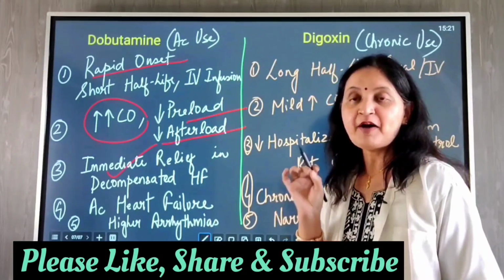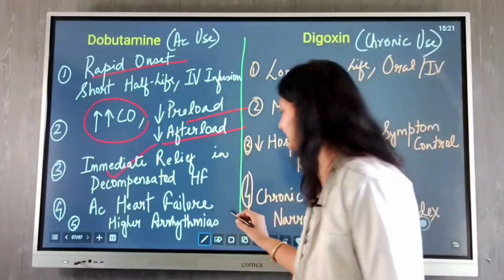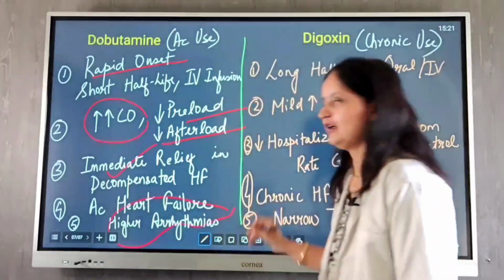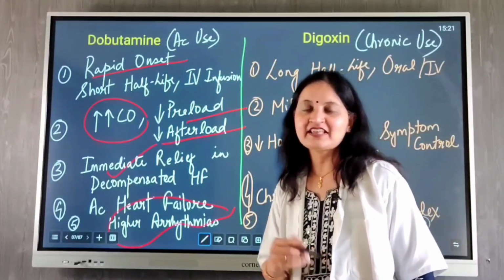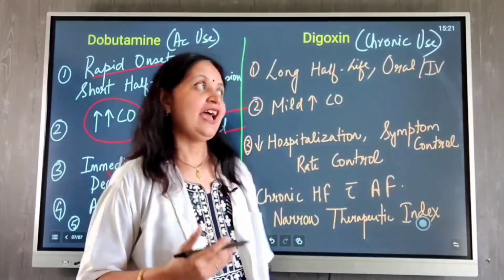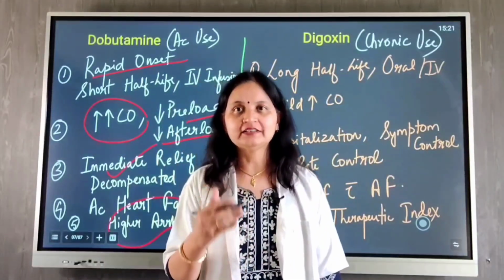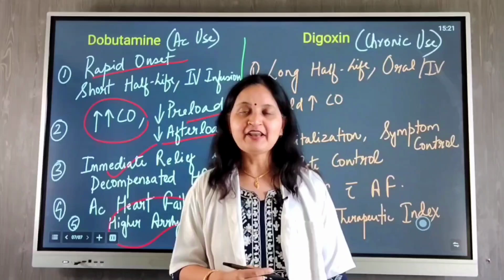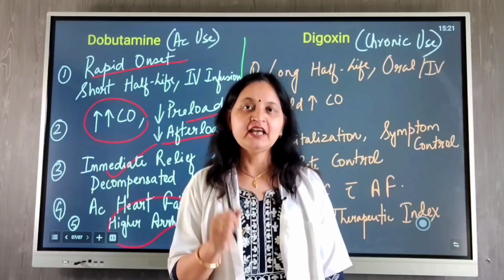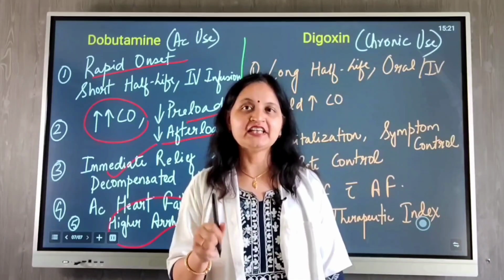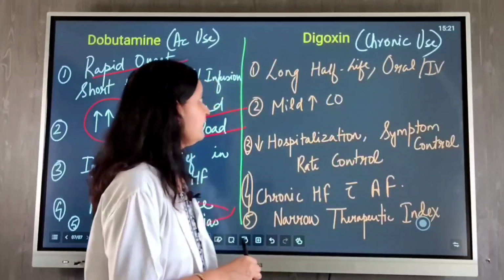And since it has a powerful contractility action, there is high incidence of arrhythmias. So incidence of arrhythmias can be seen with dobutamine, and it is not used for long term. So for long term, what do we prefer? We prefer digoxin in chronic stable heart failure for long term. The reasons are as follows.